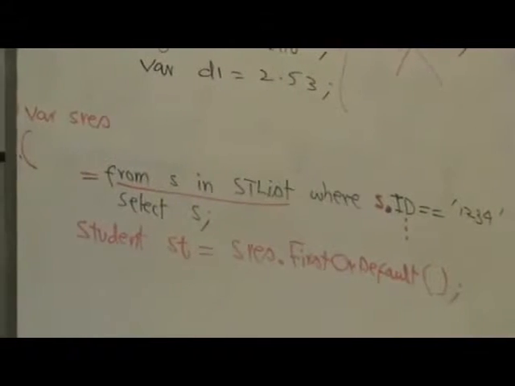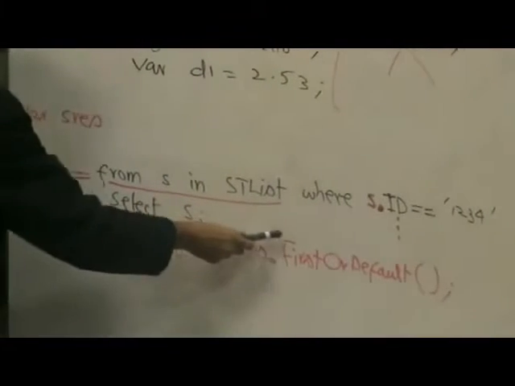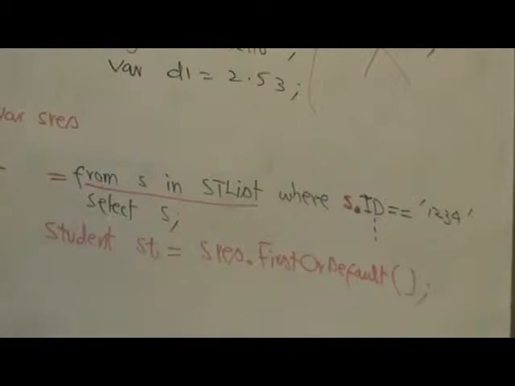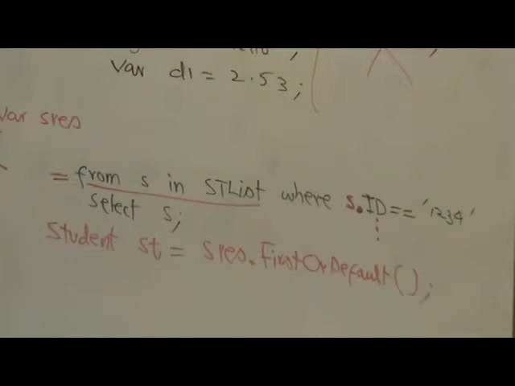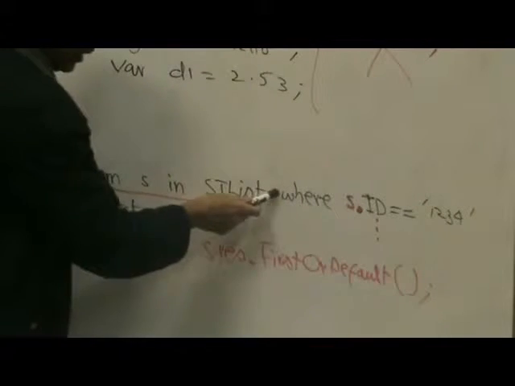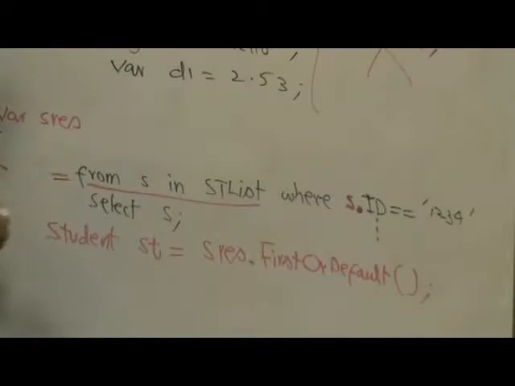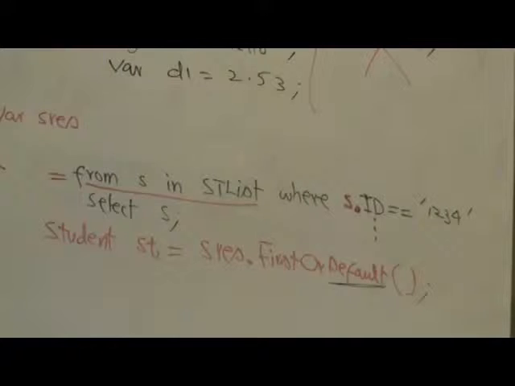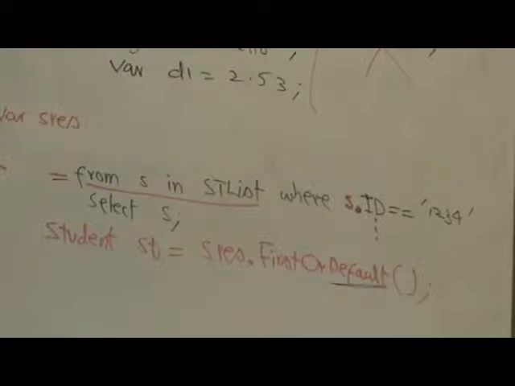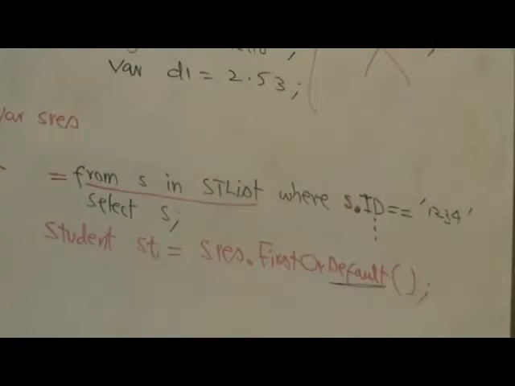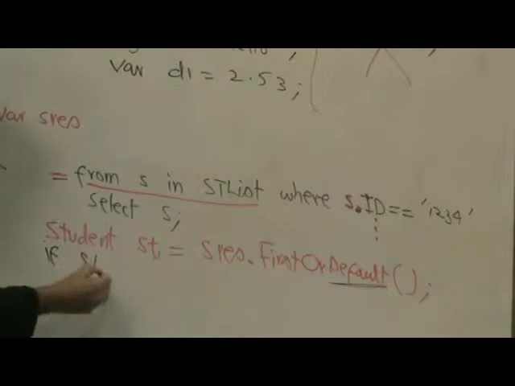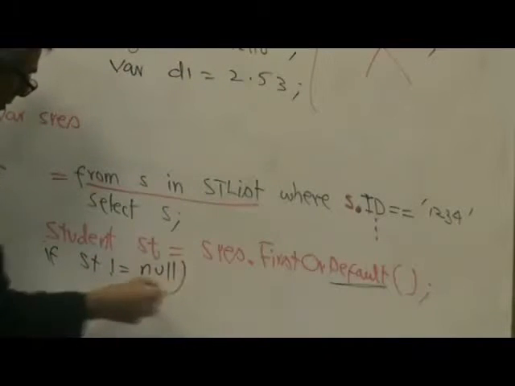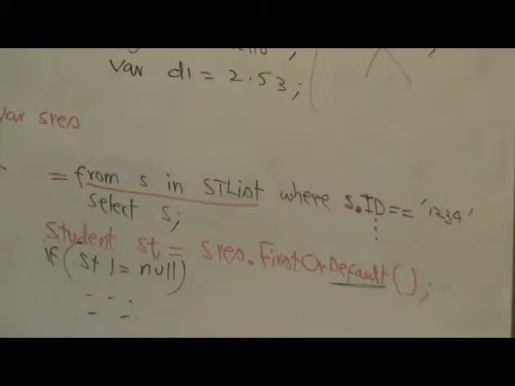Okay, so just like the name implies, first means what? The very first element in the sequence, right? What if there's nothing in the sequence? We don't know. Then what's the default value for a student if there's no student? Null. So FirstOrDefault will give us either the very first student in the list or null. Okay? So then you will check further if st not equal to null and then do something with it. Right? So that's one way of writing LINQ.